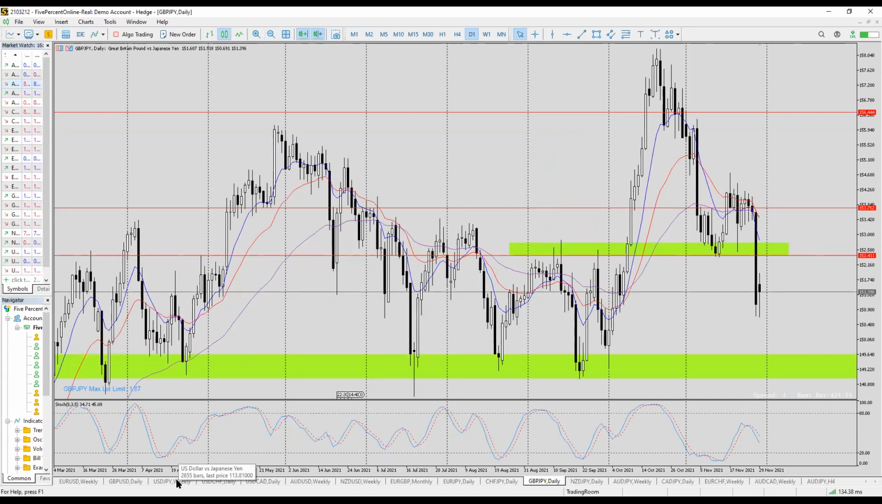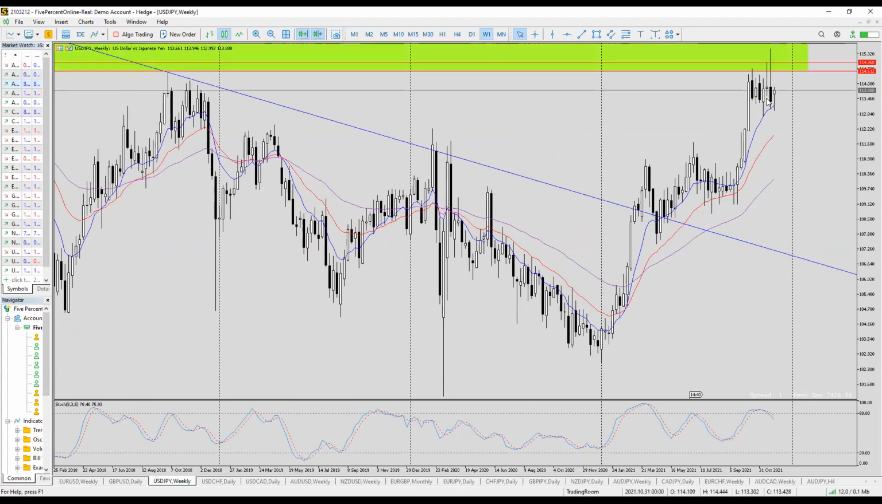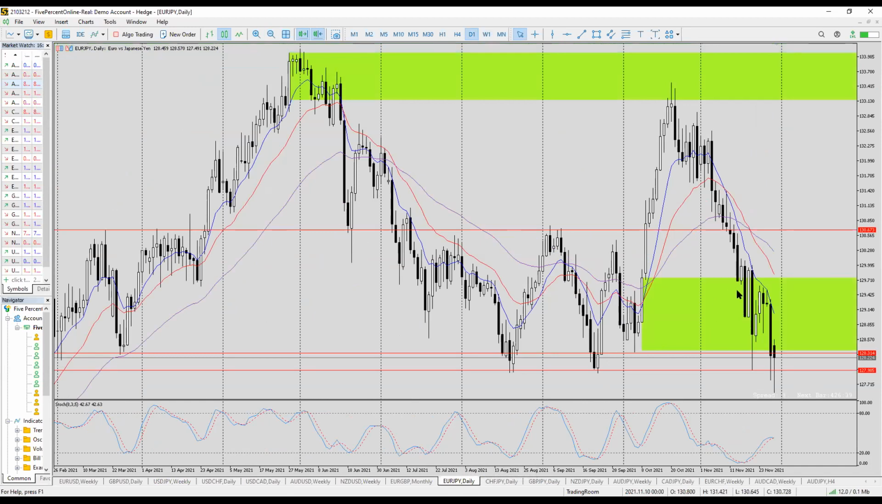So, for example, dollar yen. Last week, I told everyone, listen, dollar yen could make a move to the downside. Be careful because of this candle. So I was expecting more of a short side on yen pairs rather than going long.